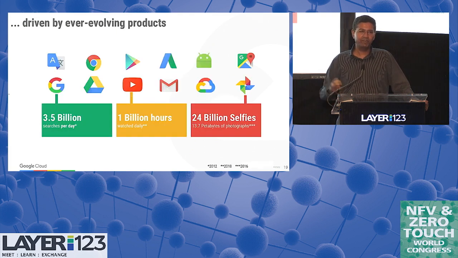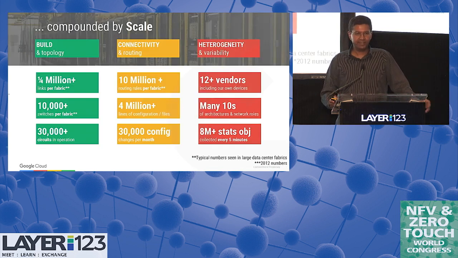Driven by ever-evolving products. I mean, the products are not sitting idle. There are products that are evolving. They specify new needs and requirements on that infrastructure that sits below. And then, of course, there is scale. There's scale on the topology side, that's shown in green. There's scale on the logical routing connectivity side. There's scale because of heterogeneity in the network.